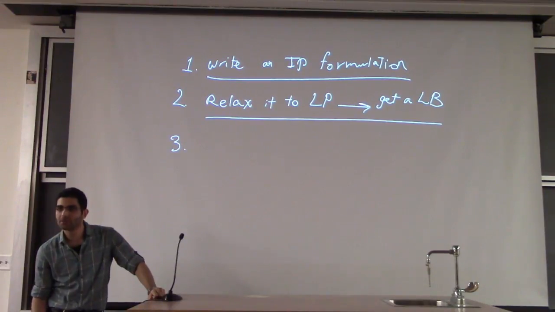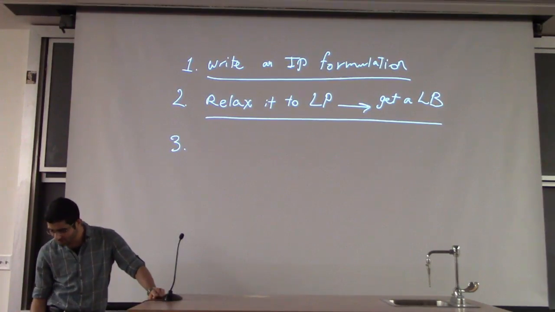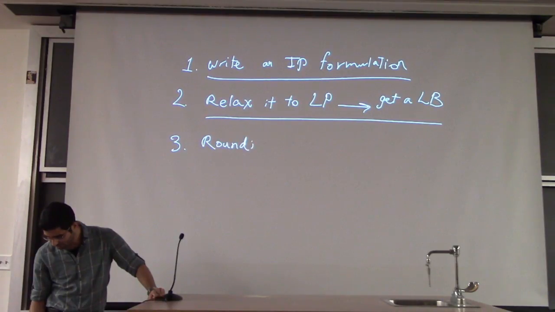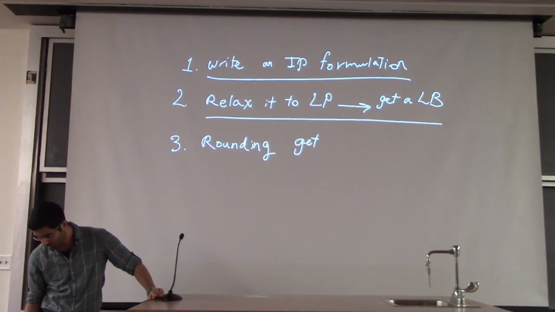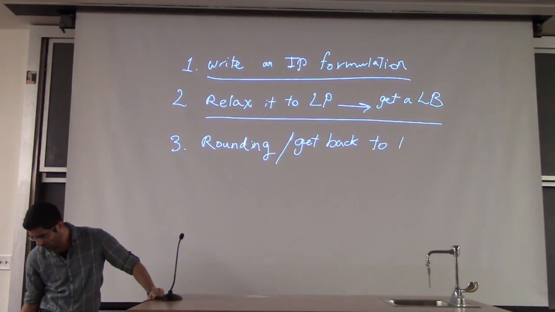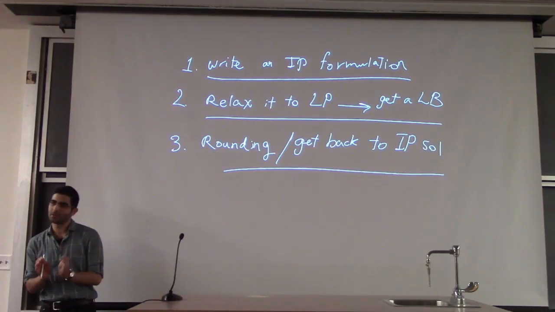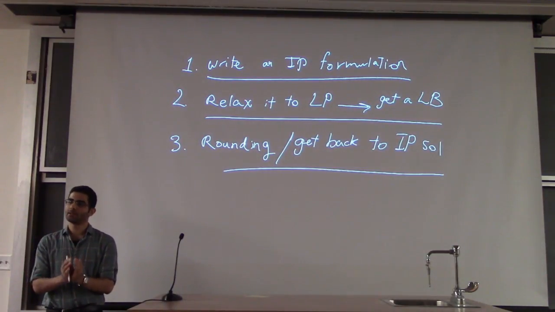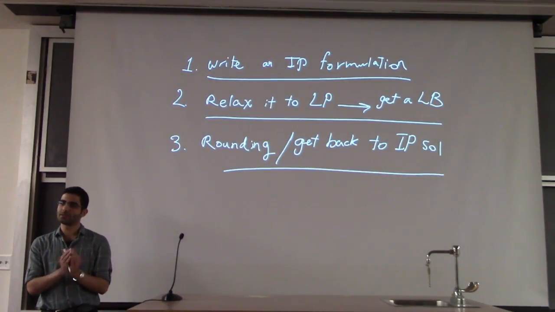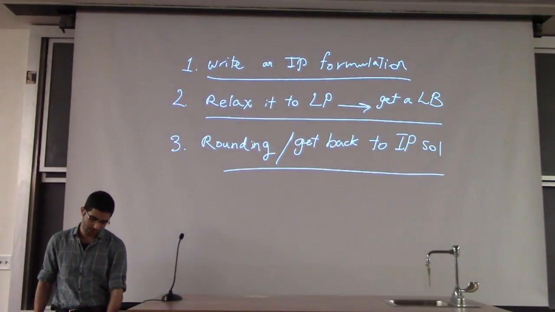And the third step is the rounding problem. So we know IP is integer, LP is real, so we round the real variables to integers. And so the third step is rounding, and getting back to the IP solution. First is writing an IP formulation, then reduce it to LP, get the lower bound, then round the LP back to IP, and approximate based on the bound. That's all the 3 steps for linear programming that helps us solve these NP-hard problems in polynomial time, giving an approximated solution.